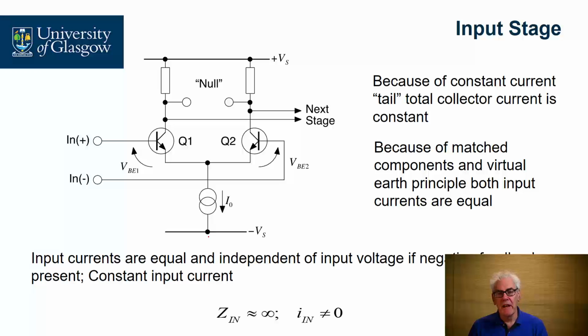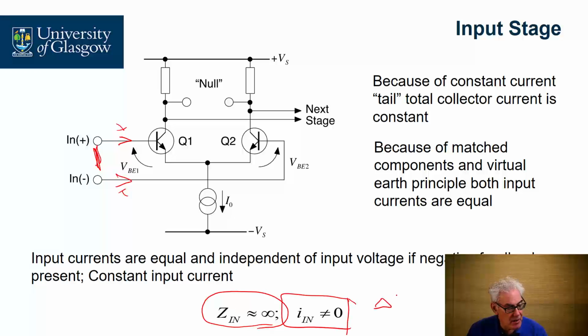The input currents are equal and are independent of the input voltage if negative feedback is present. So we have constant input current. In other words, if this current and this current are both constant, then any change of voltage here will result in no change of current here and here, which means that the input impedance must still be infinite. Now note, the input current is not zero, but the change in IN equals 0.